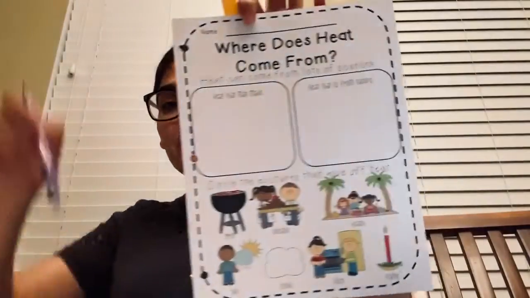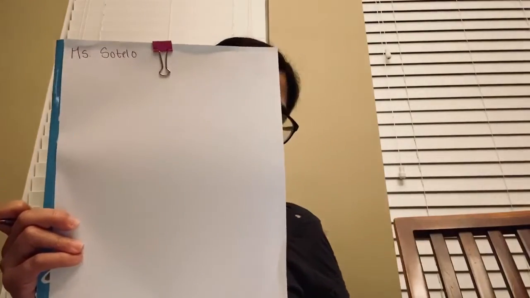So to start, we always write our name first. If you have the sheet of paper, please write your name right where it says name. And if you do not have it, go ahead and just write your name on the top of your blank sheet of paper. So Ms. Sotelo will go right on top, just like that.